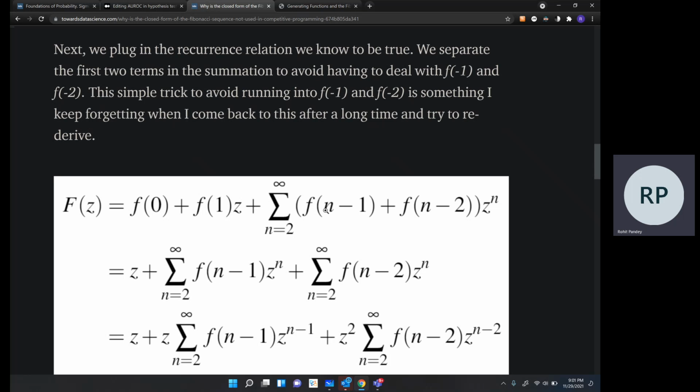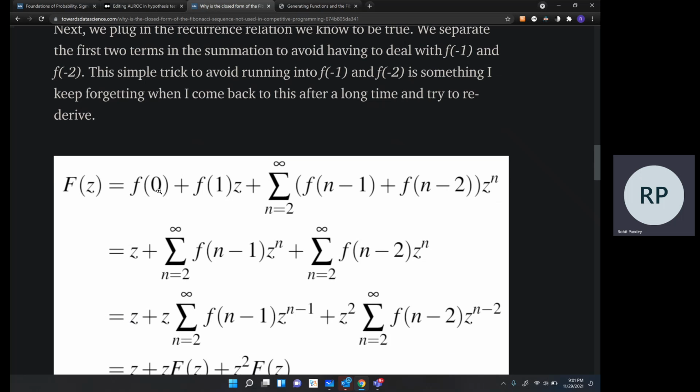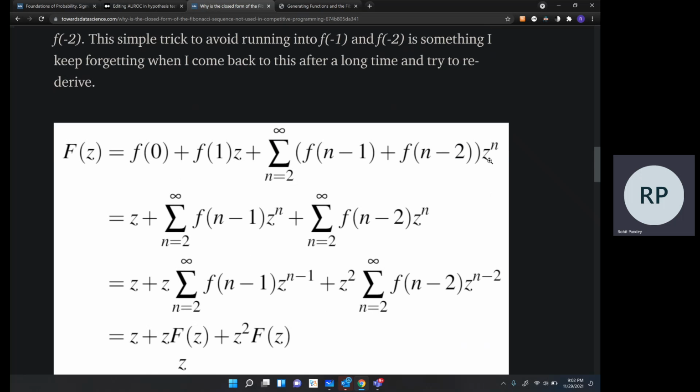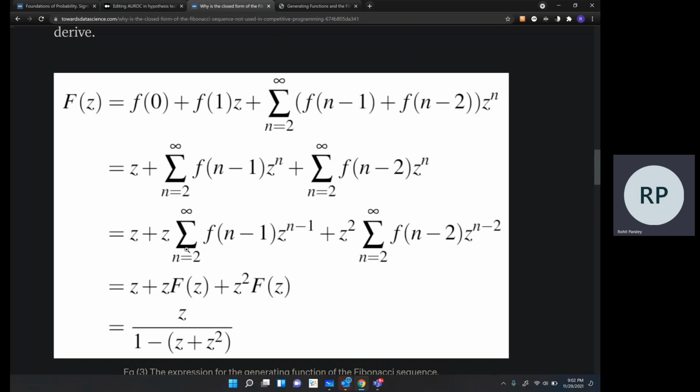And then you have f n becomes f n minus 1 plus f n minus 2, right? And f0 is just 0, so this goes away. And f1 is 1, so this becomes z, right? And then you can bring this z to the power n inside, and you get these two summations, right? f n minus 1, f n minus 2. And now you can take one of the z's outside, right? And then you get f n minus 1 z to the power n minus 1, and here you take two z's outside, right?